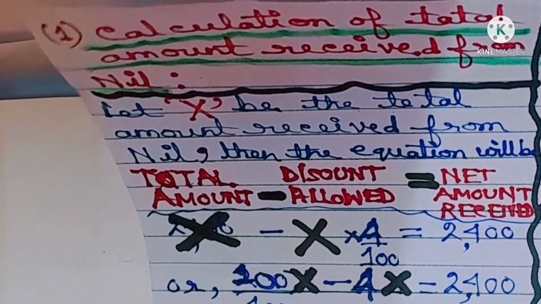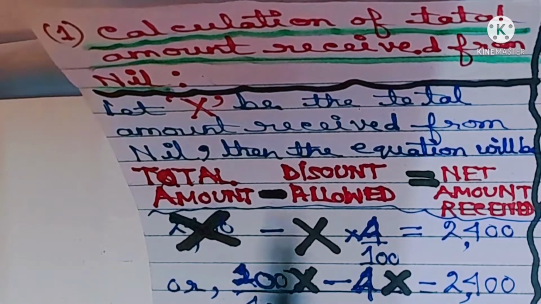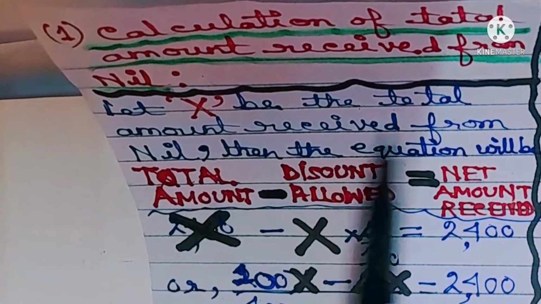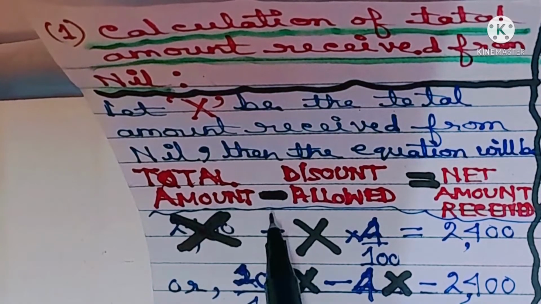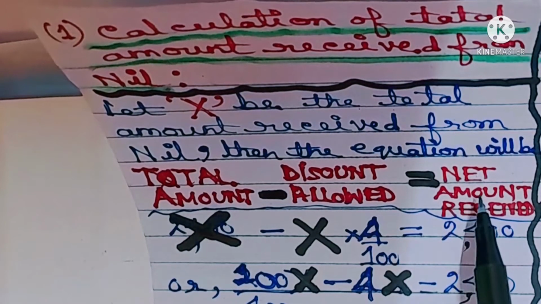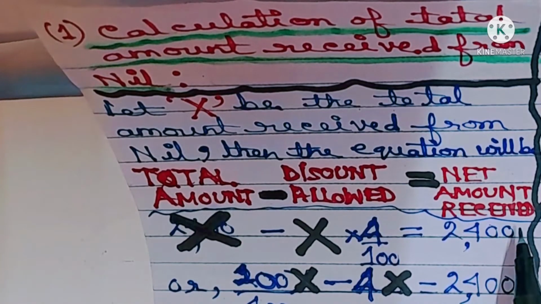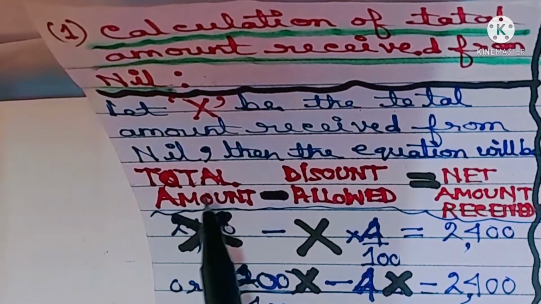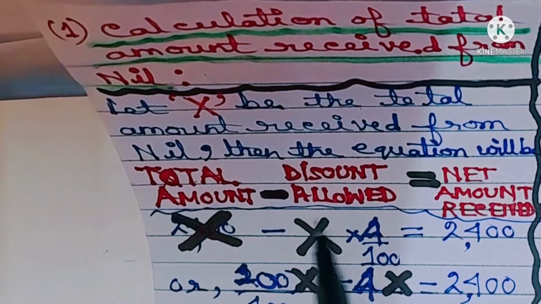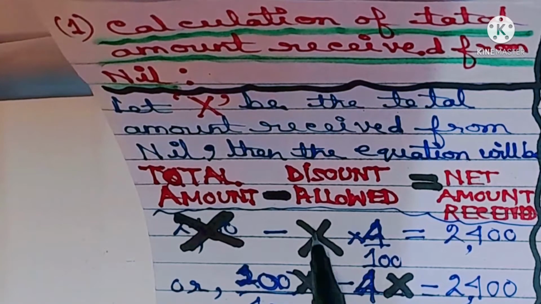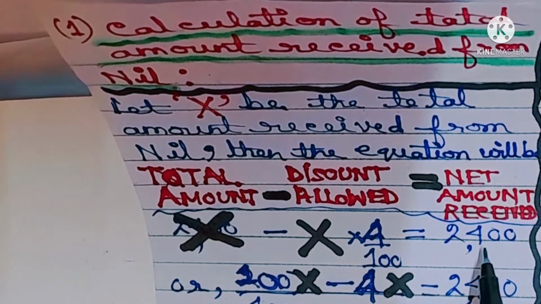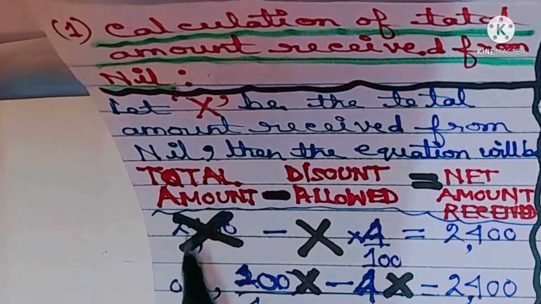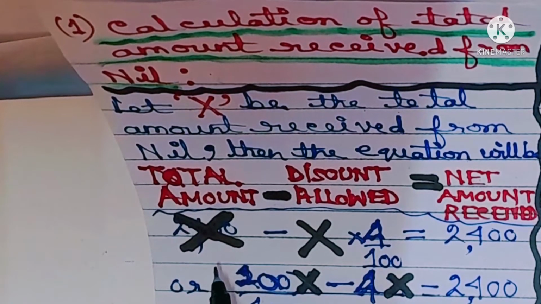Calculation of total amount received from Neil. We don't know the total amount. So let X be the total amount received from Neil. Then the equation will be total amount minus discount allowed is equal to net amount received from Neil. So let total amount be X minus discount allowed. How much? We don't know. X, the total amount, into 4 by 100 is equal to 2,400 because we know the net amount received from Neil. আমি আরেকবার বলছি, total amount কে X ধরো, deduct discount allowed.